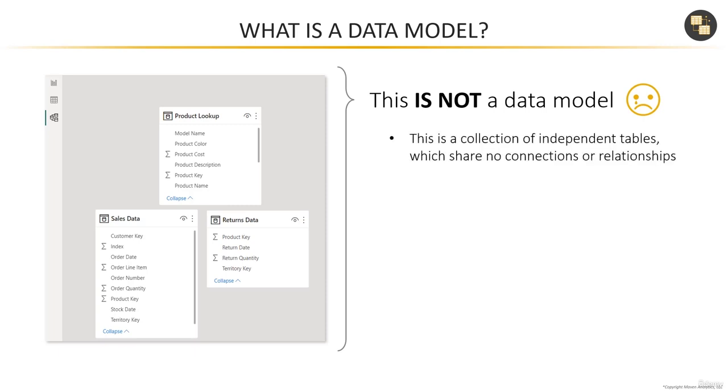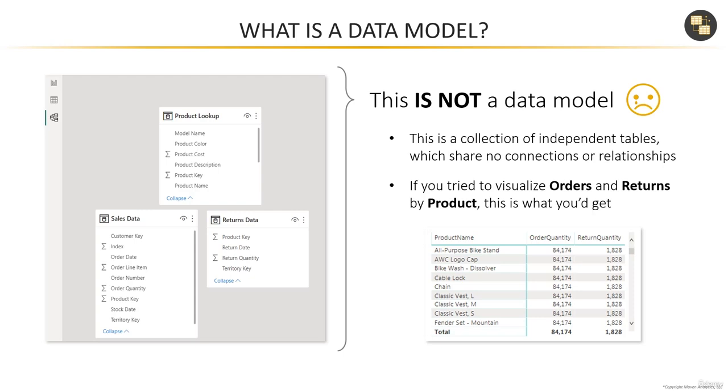What we're looking at here is a collection of three independent tables which share no connections or relationships. In other words, the sales data table has no idea that the product lookup or returns data tables even exist. And what that means is that if you tried to pull in or analyze data from those sales or returns tables, like the order quantity and return quantity, for instance, and filter those values based on some field in the product lookup table, like the product name, this is what you'd see.